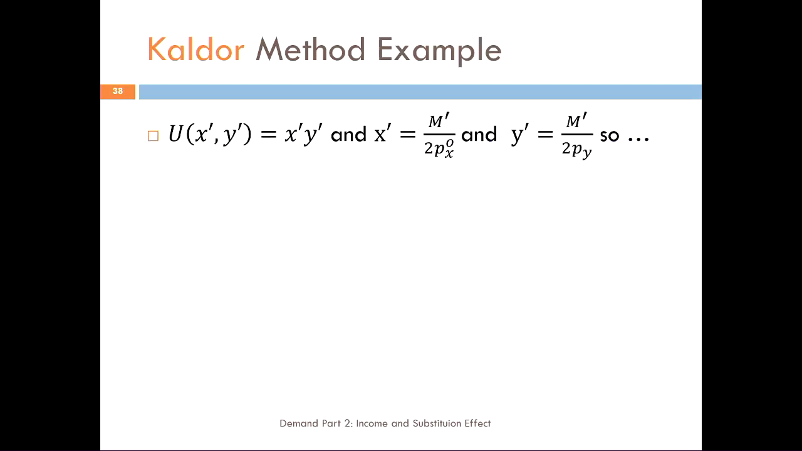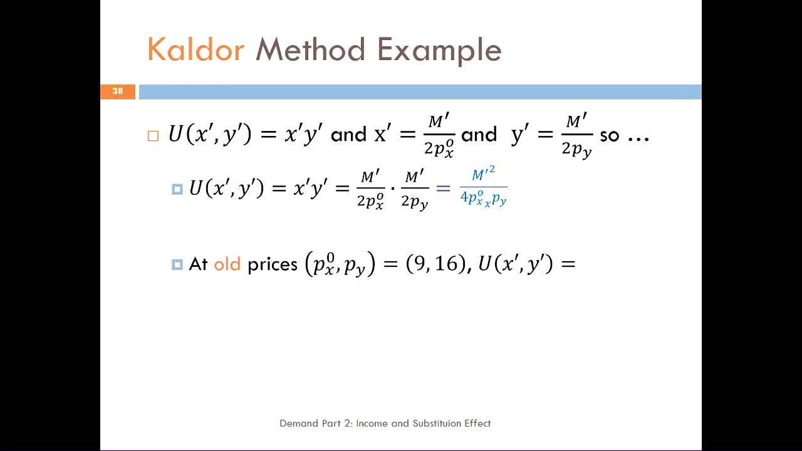Okay? So again, as I pointed out, the methodology is exactly the same as Hicks. So we say, virtually the same. We say utility is x times y, so we substitute in the demand functions for x and y. So therefore we get utility as a function of income and prices, just like before. But now we're going to put in the old prices rather than the new prices.